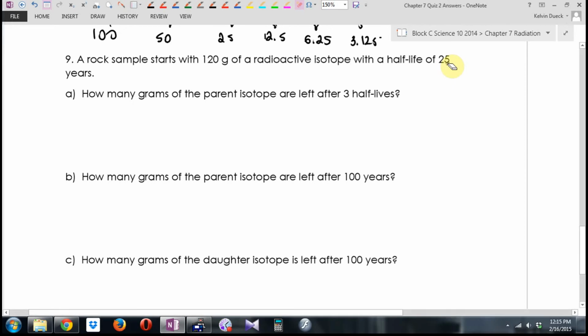I could have said, instead of 3 half-lives, after 75 years. Anyways, how many half-lives? 1, 2, 3. Starting with 120. 60. 30. Answer, 15 grams of the parent. By the way, how much would there be of the daughter? Well, 105 grams would be daughter isotope.